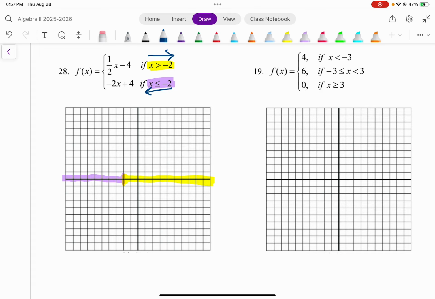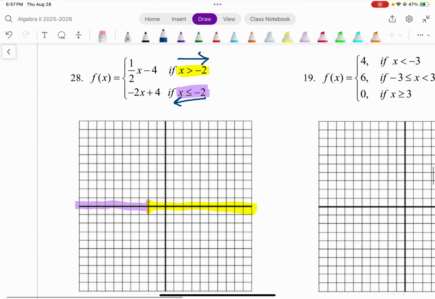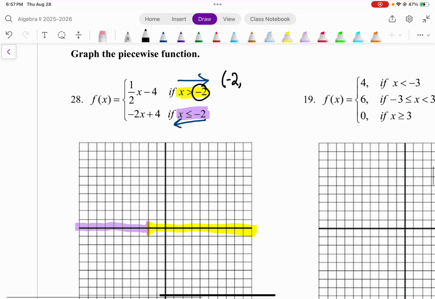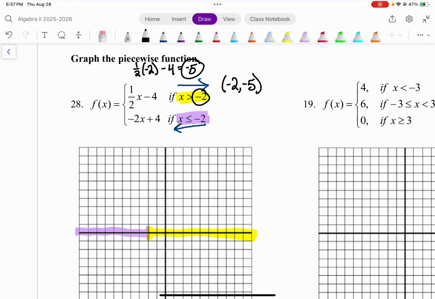Okay, once you know what direction your graph is going to go, you're going to find the first coordinate point. The first coordinate point is going to have the x value from the inequality, -2. To figure out your y value, you plug -2 into your equation. This one, we have 1/2 times -2, which would be -1, minus 4, and that would equal -5. That gives us our first coordinate point at -2, -5.